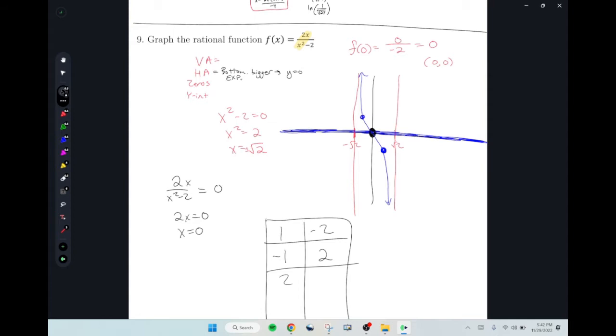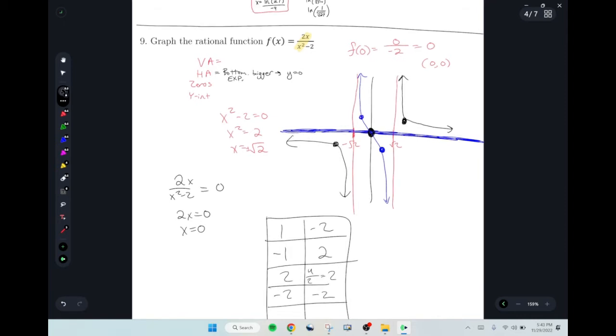2 gets you 4 on the top, divided by 2 on the bottom, which is just 2. So that's up here. And then negative 2 gets you negative 2, so that's down here. This is x comma y.